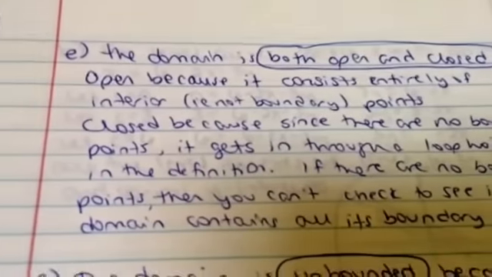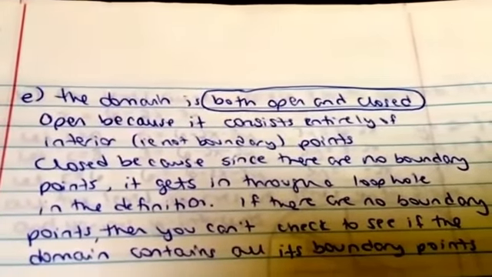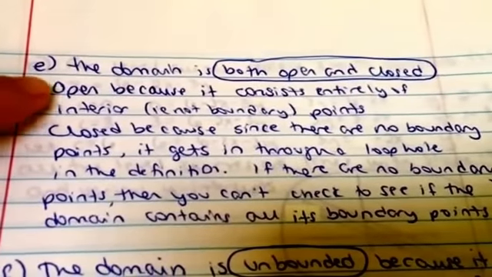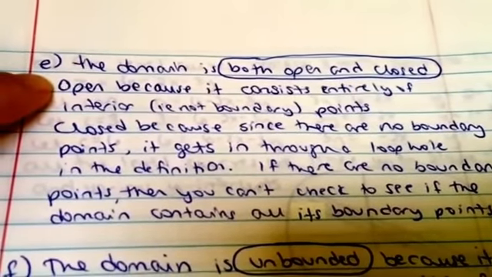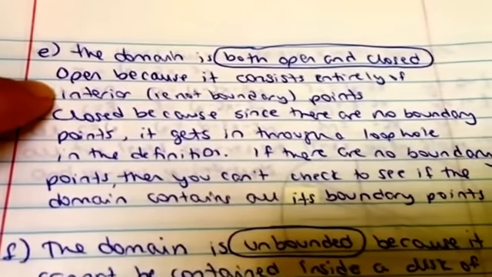And then this one's a little tricky. This is one of those loophole kind of things. It's a loophole. So this is technically both open and closed, and I'll show you here why. The definition to be open means it consists entirely of interior points. We'll check. It consists entirely of interior points. We just talked about this.